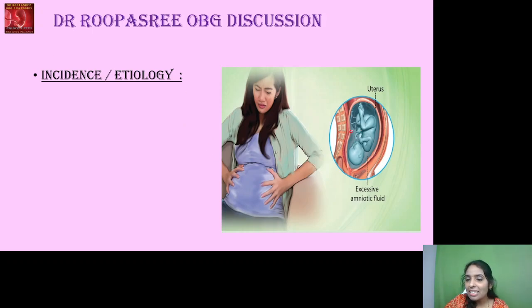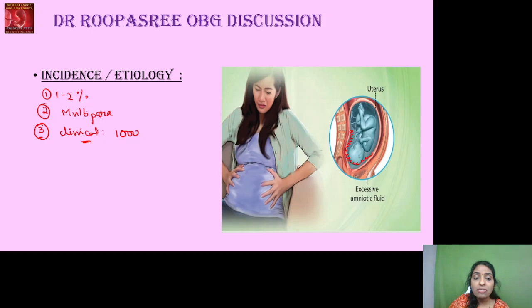See the baby here and the excess amount of amniotic fluid. So incidence, it is almost only 1 to 2%. Okay, very less. If there are 100 pregnancies, 1 or 2 will have increased amount of amniotic fluid. And we commonly see this in the multipara condition. Why? We will see regarding it. And the third point is, clinically, in 1000 pregnancies, only one pregnancy with polyhydramnios will be showing signs and symptoms.